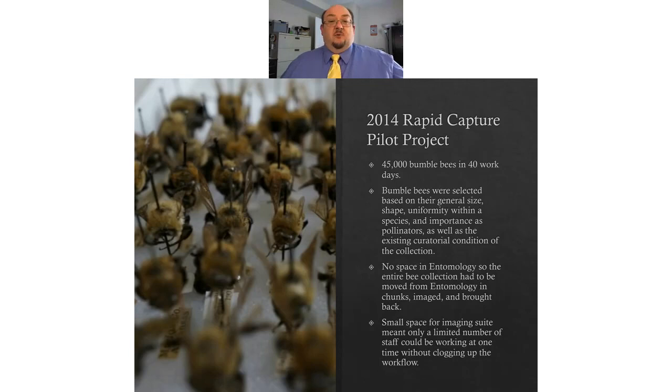So the 2014 Rapid Capture Project, this was our first foray into trying to capture a large amount of material in a short amount of time. Bumblebees were selected based on their size. They were 3D, medium-sized insects. Mostly they're uniform in size based on species. And of course, it doesn't hurt that they're important as pollinators, so there was a lot of interest in getting those digitized anyway. The bumblebee collection had also been recently curated, and having the collection pre-curated before you get into the project is critical for successful mass digitization.